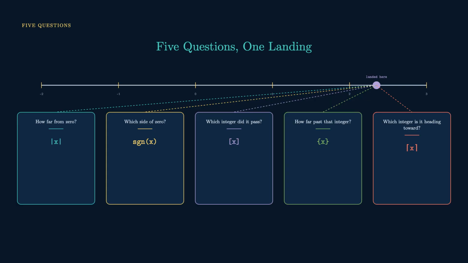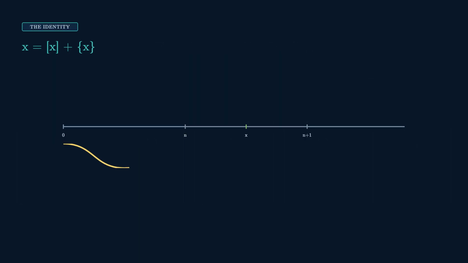2 of those questions fit together beautifully. Look at the segment. You've got the whole part you've already passed, that's the floor, n. And then the little leftover bit from n up to x, that's the fractional part. Stick them together and you get x equals floor of x plus fractional part of x. The whole part you've passed, plus how far you're into the next one. Simple. But does it survive a negative?